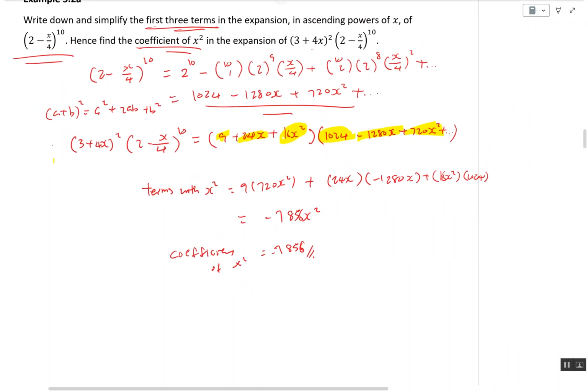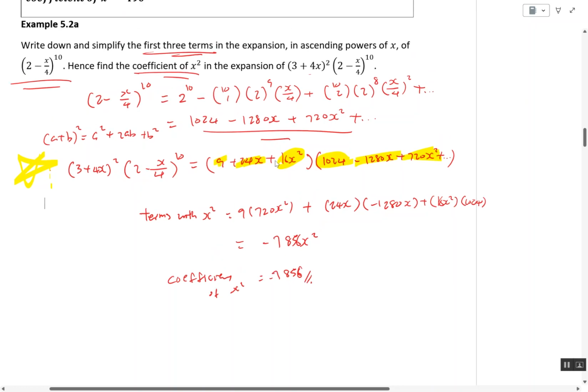So the key step that I always want you all to be writing is this step over here. Always write out the expanded form for both brackets first, and then from there you can compare both brackets to see what to multiply against one another. This is the very basic standard type of question you will see in your exams or even in your tutorials subsequently.